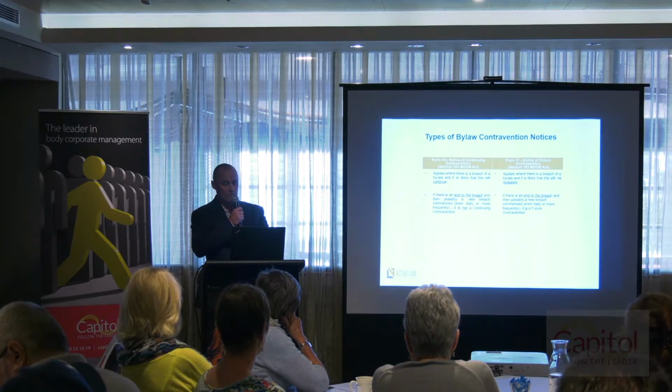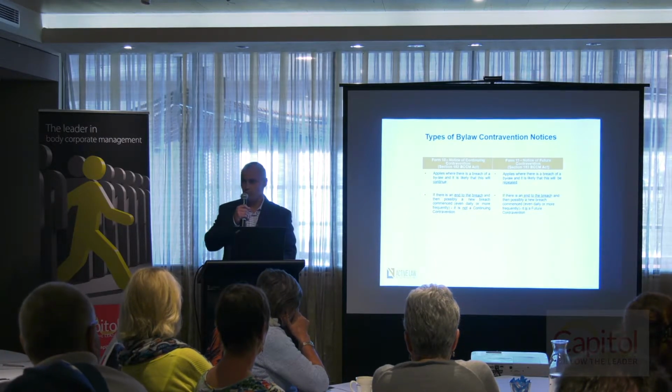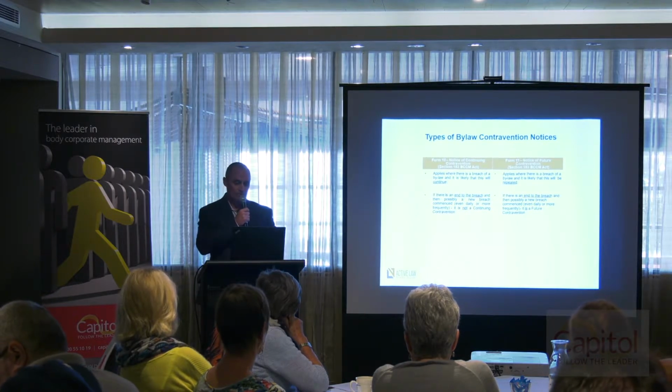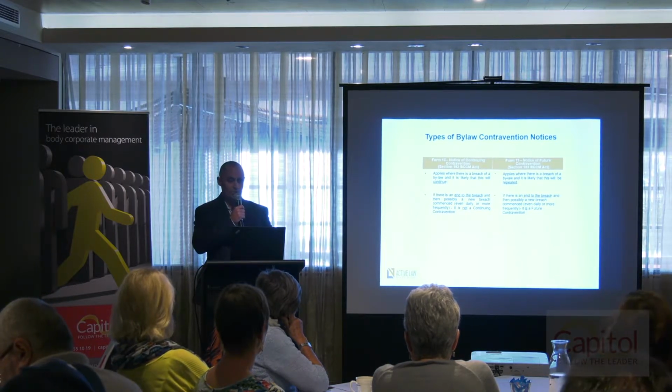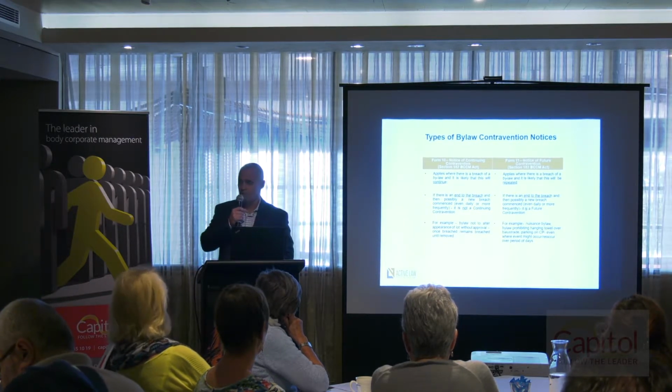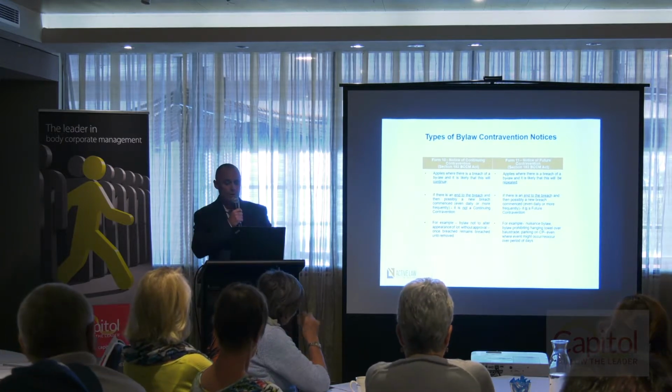The difference is, is there an end to the breach and possibly a new breach? And that can be daily or even more frequently. And if it is, then it's a future contravention. If there's no end to the breach, it's a continuing contravention. And it's going to be easier to explain through a couple of examples.